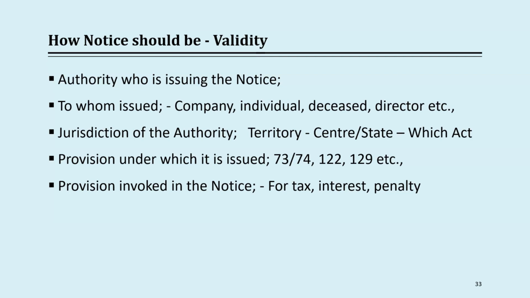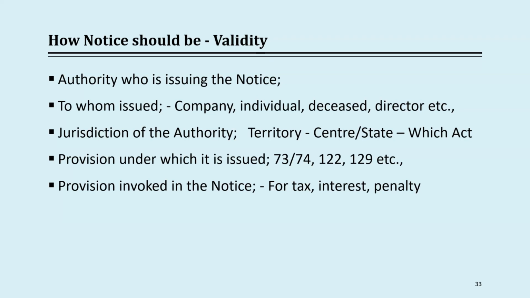And to whom it has been issued, whether it is issued to the company, whether it is issued to the managing director, whether it is issued to an already deceased person or a director, that is very, very clear. That should be seen properly so that the same person needs to do the response to the notice. And jurisdiction also, whether center has issued the notice or state, or already this issue has been taken over by center, can the state again issue a notice? So these are all the preliminary validity points which we need to check when the show cause notice is issued.